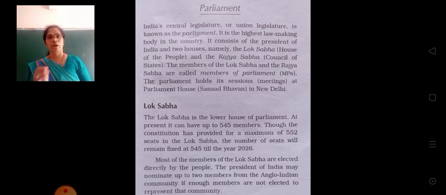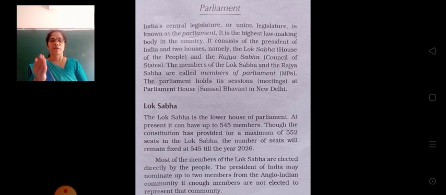Already we have learned about the fundamental rights. Let us see the parliament and which are the two houses in the parliament. Now we know that our central legislature, or the union legislature, is known as the parliament, and it is the highest law-making body in the country.